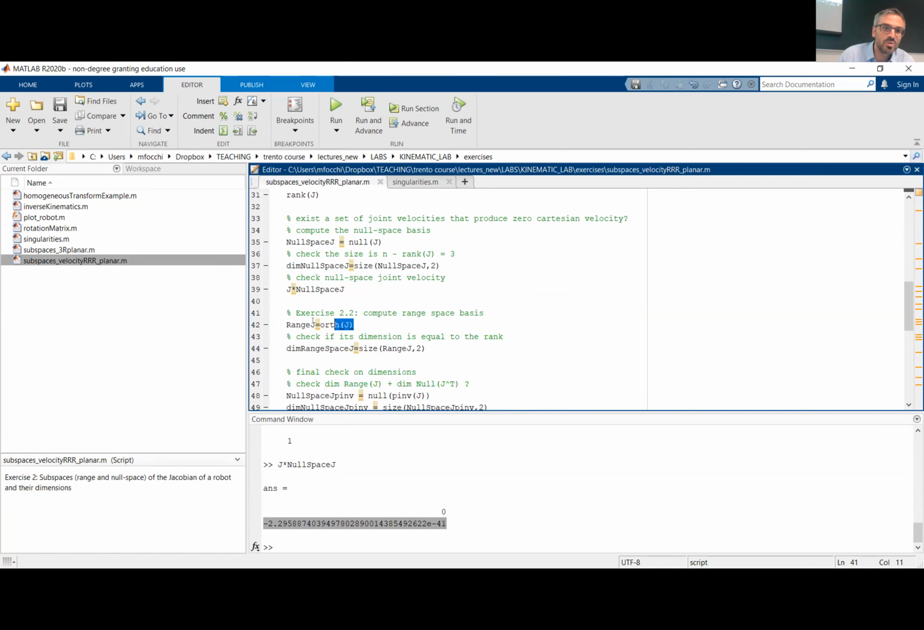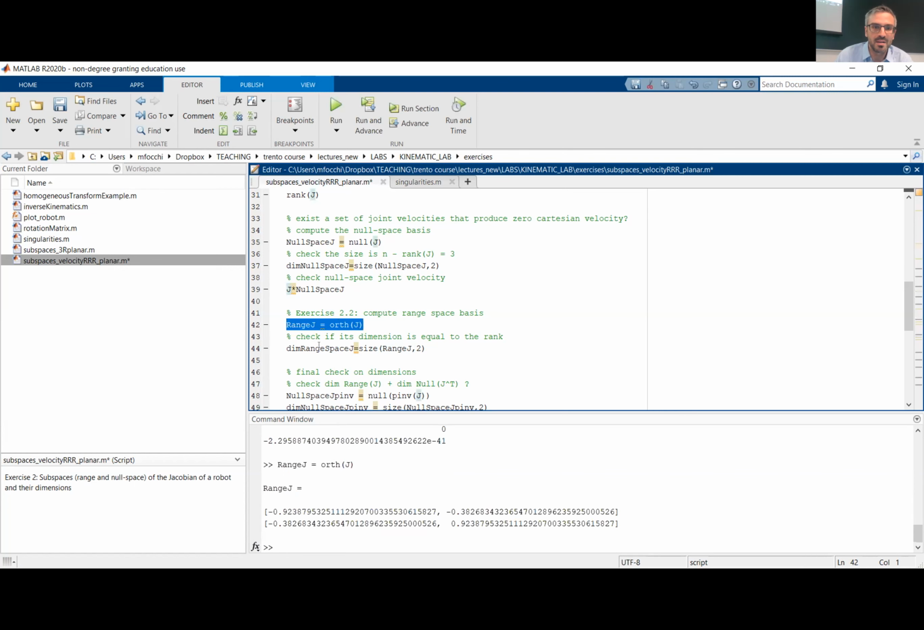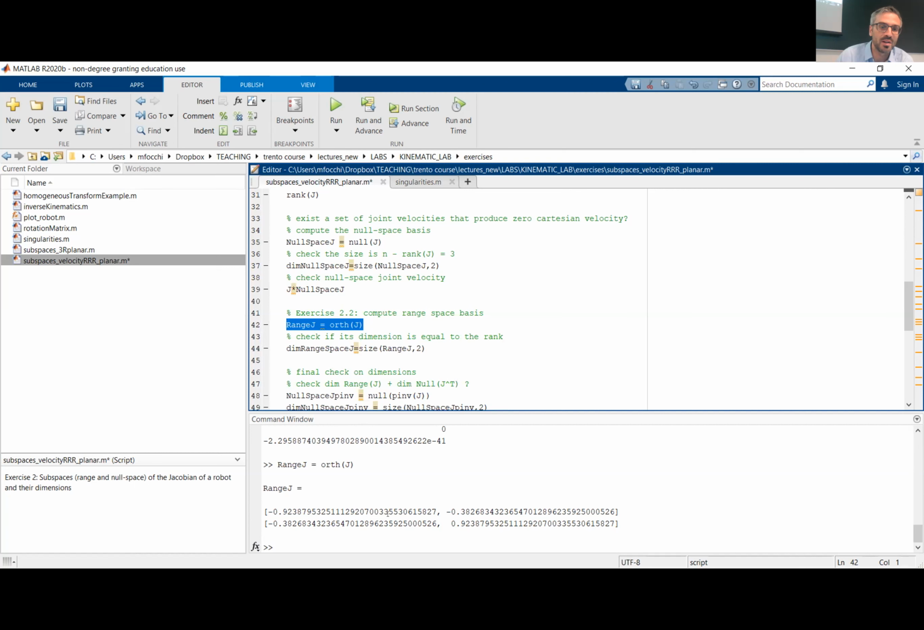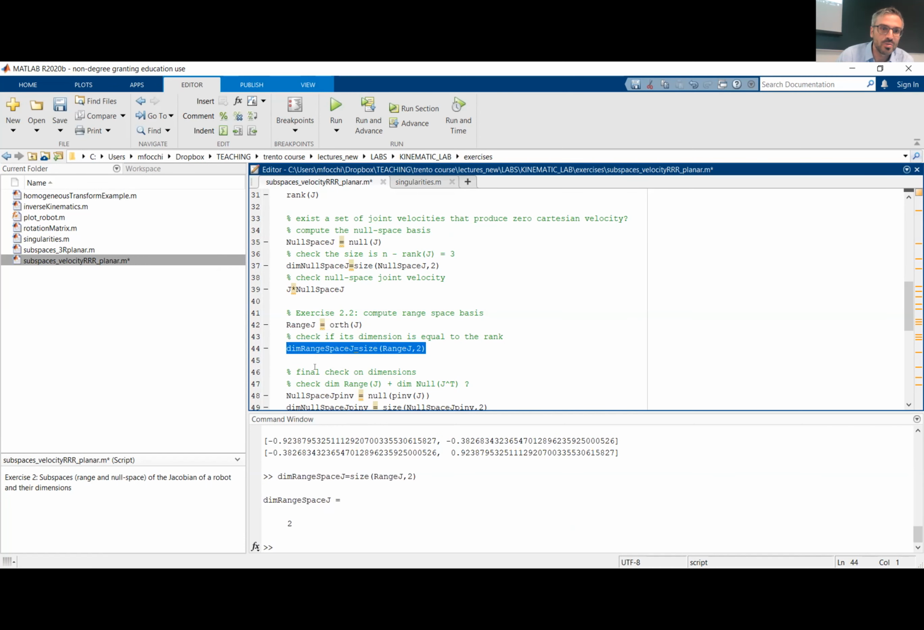The exercise 2.2 was to use the orth function of MATLAB to compute the range space basis. And in this case, we get what? We have rank of 2, so we get a two-dimensional range space, whose bases are these 2 columns. And the dimension, as I said, is 2.